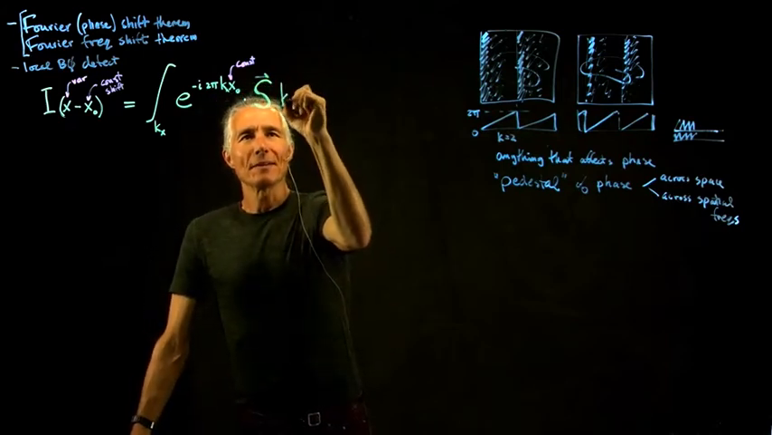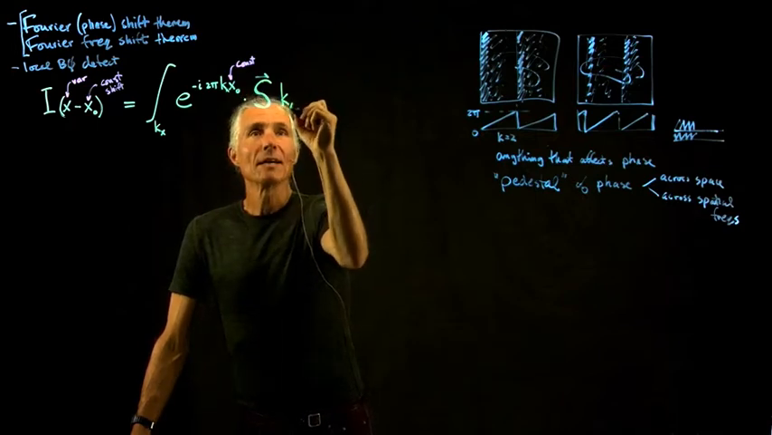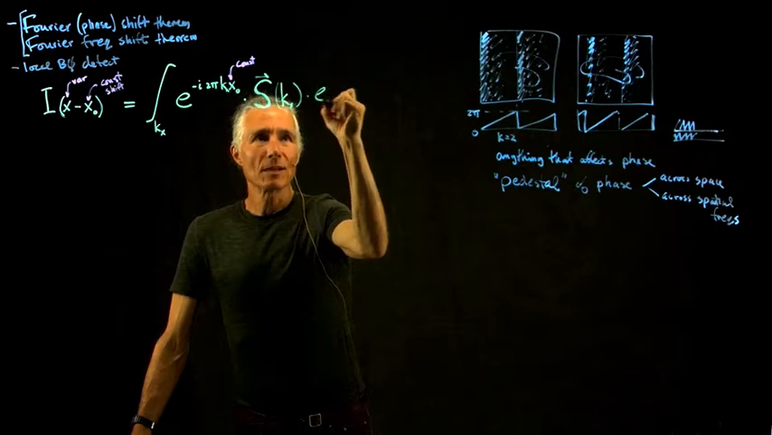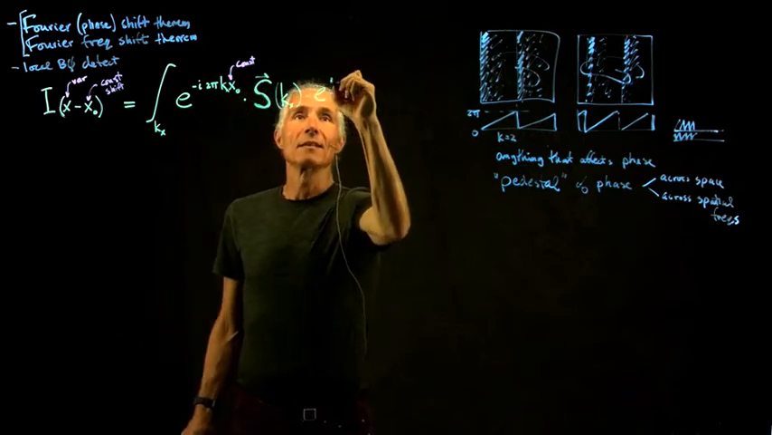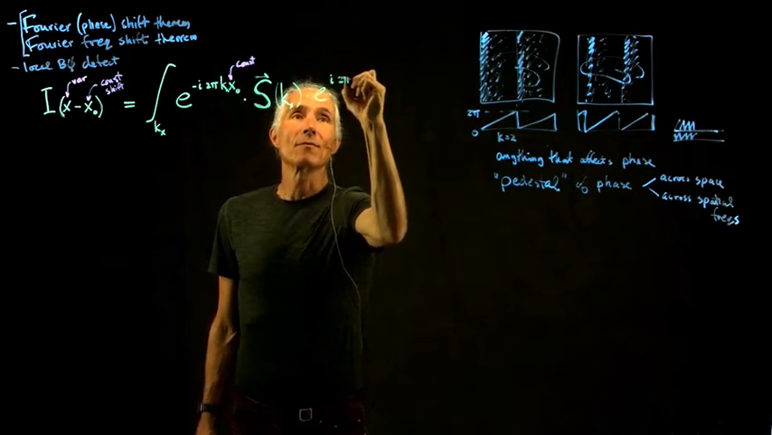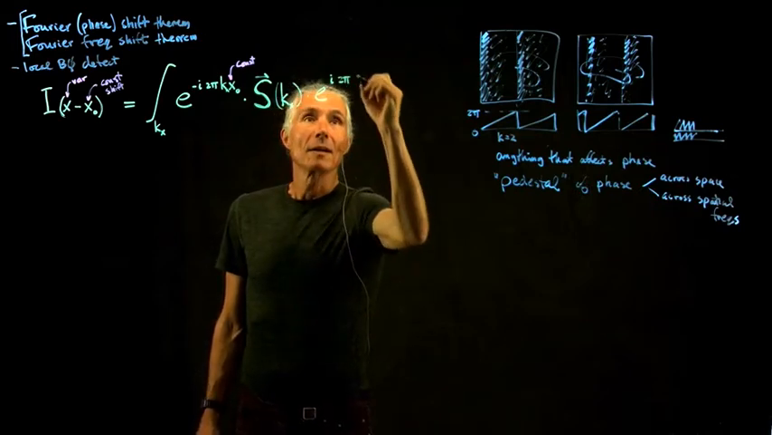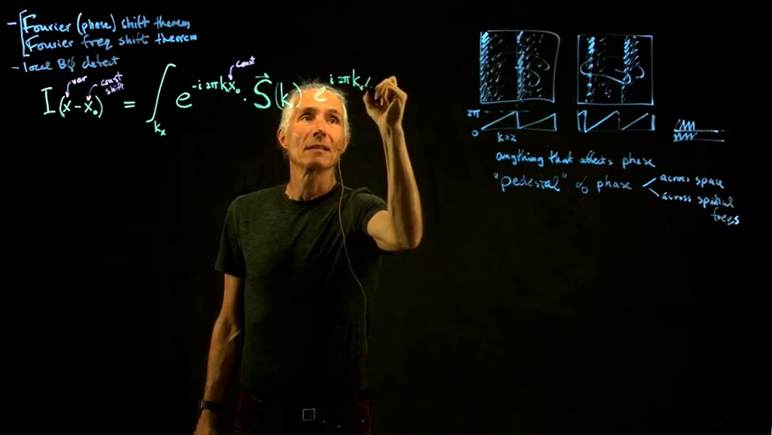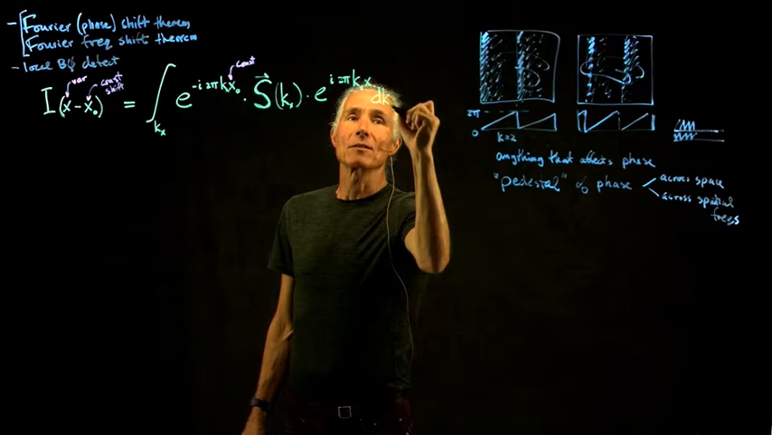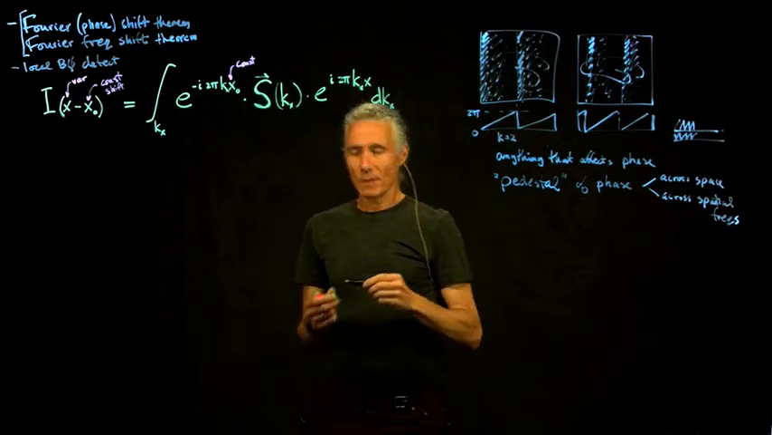So here's kx, and then here's our reconstruction. So here's e to the, and there's a plus there because that's the inverse Fourier transform, 2 pi kx x, for every spatial frequency.